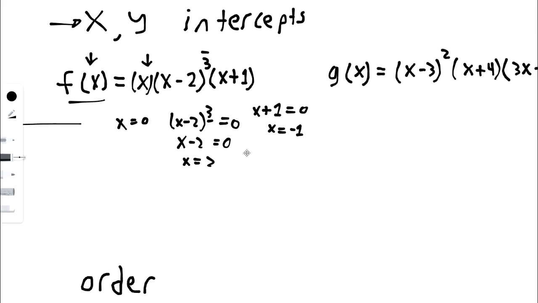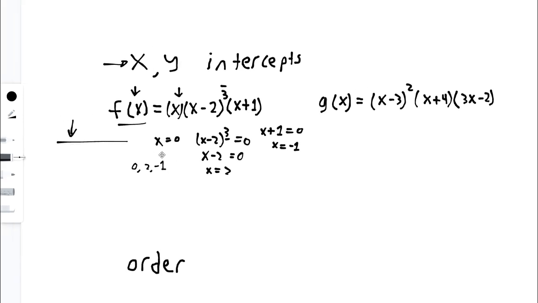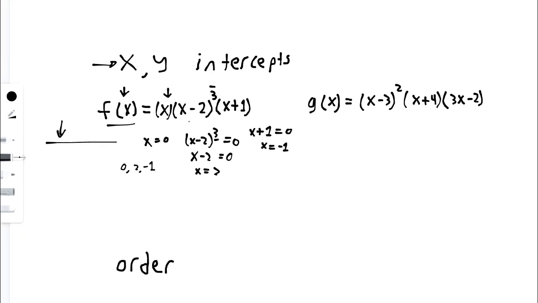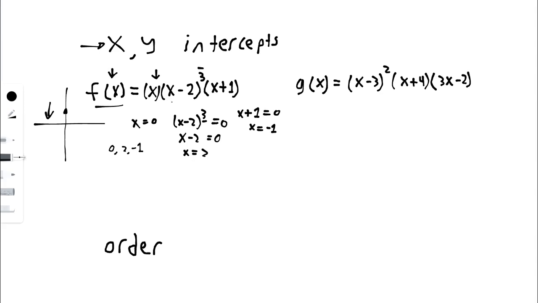There we go. Pretty straightforward. So all the x-intercepts would be 0, 2, and then negative 1. And then y-intercept. So y-intercept is when it is along the y-axis. So when x equals 0. So in this case, you just fill in x. So it'd be like f of 0.